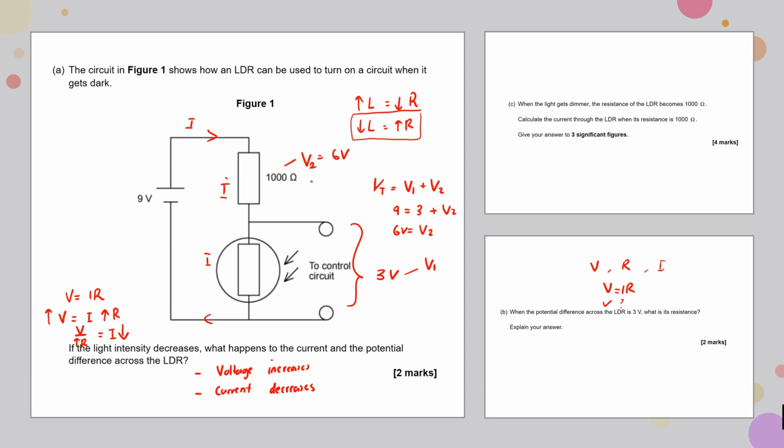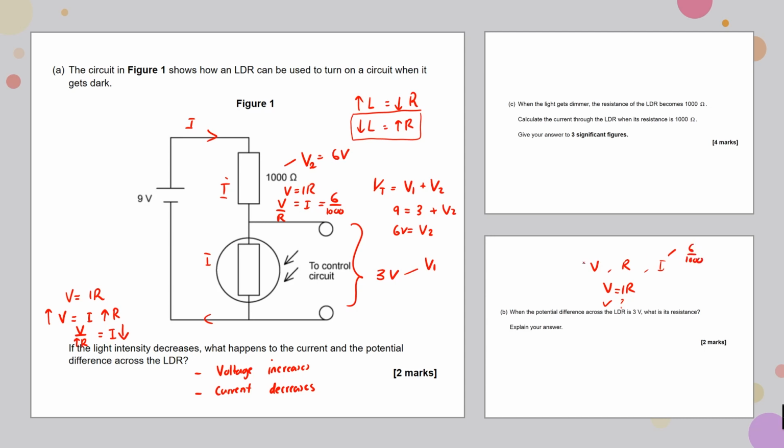So in a series circuit, over here we have the resistance and the potential difference. V equals IR. Using the equation, we can find out what I is. V is 6, R is going to be 1000. So the answer for the current is going to be 6 over 1000.